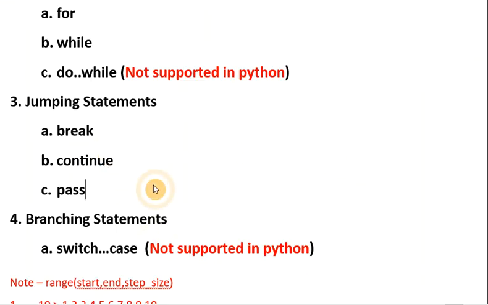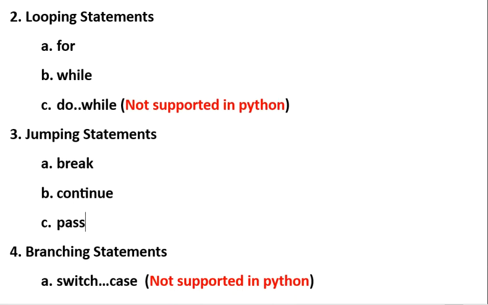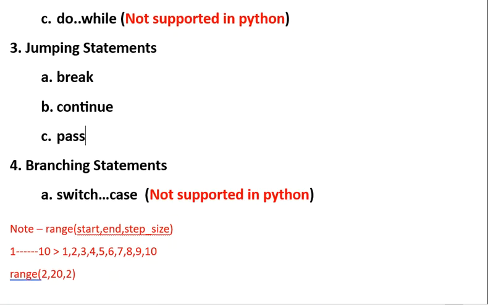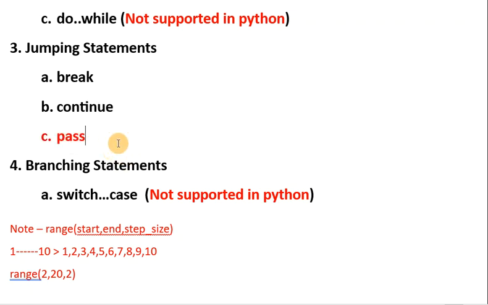So we have gone through the different control flow statements: conditional flow statements, looping statements, jumping statements, and branching statements. Here the pass keyword is new, which is not available in other usual programming languages. So you can make a note that the pass keyword is used just to pass the particular situation and move to the next statement of the execution.